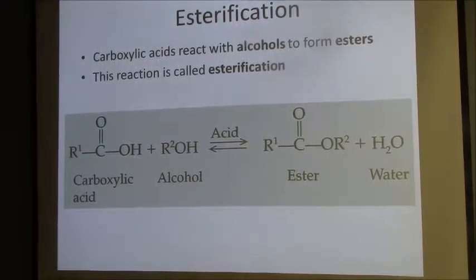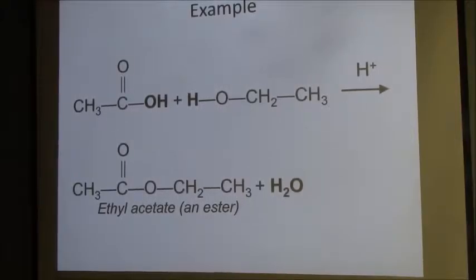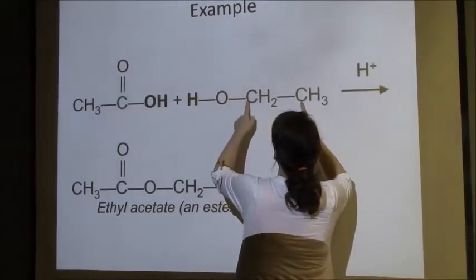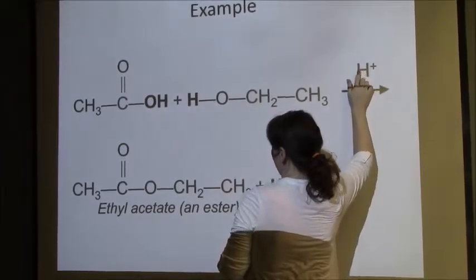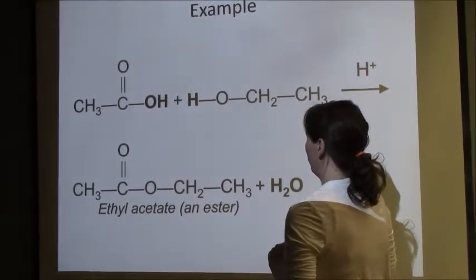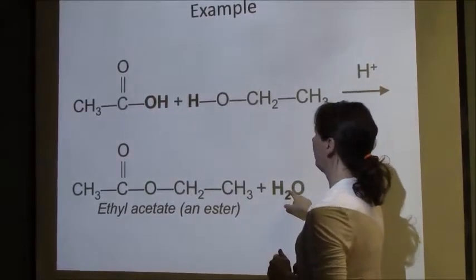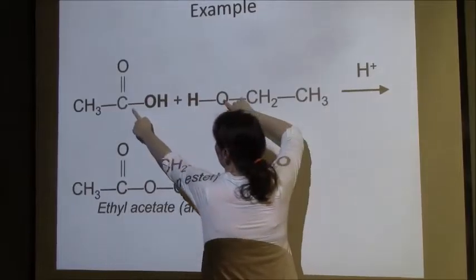And alcohols can react with carboxylic acids to form esters. Acid is the catalyst, and our other product is water, and this reaction is esterification. So here's an example. We've got a 2-carbon chain here and a 2-carbon chain here. Acid is the catalyst. Okay, so here's where our water's coming from. And then this part is going to become attached to this carbon.